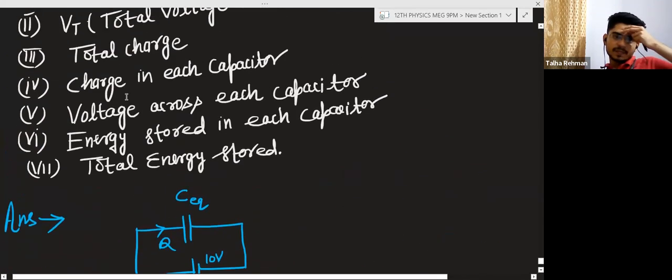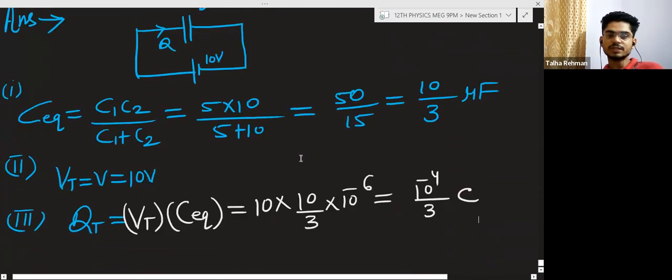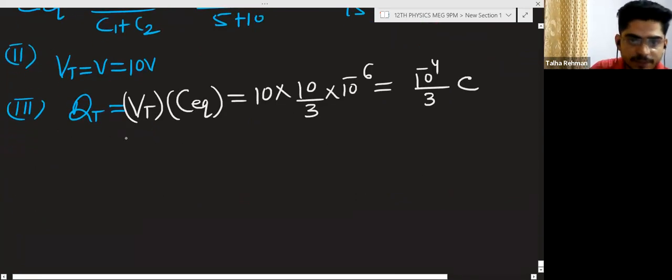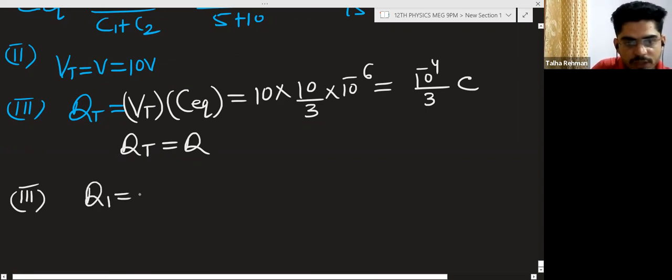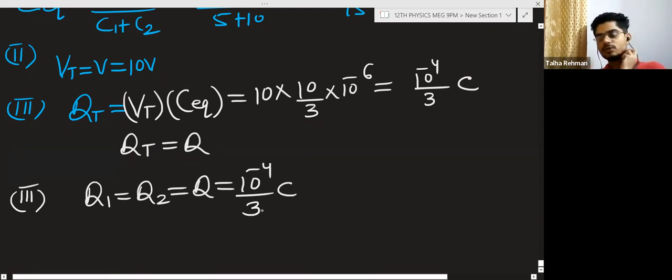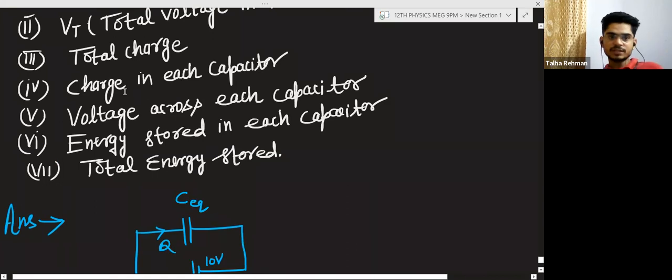Now they are asking charge in each capacitor, and we know that charge in each capacitor is Q, and Qt is equal to Q. So the third question is charge in each capacitor, which means Q1 is equal to Q2 is equal to Q, and that is equal to 10 to the power minus 4 by 3 coulomb, because charge across each capacitor in series is same.